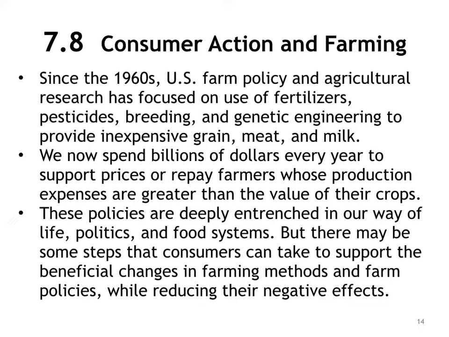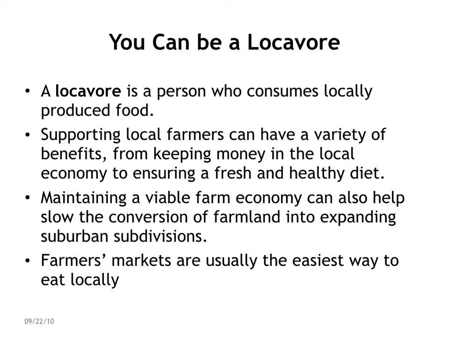These policies are deeply entrenched in our way of life, politics, and food systems, but there may be some steps that consumers can take to support the beneficial changes in farming methods and farm policies while reducing their negative effects. A locavore is a person who consumes locally produced food. Supporting local farmers can have a variety of benefits, from keeping money in the local economy to ensuring a fresh and healthy diet. Maintaining a viable farm economy can also help slow the conversion of farmland into expanding suburban subdivisions.